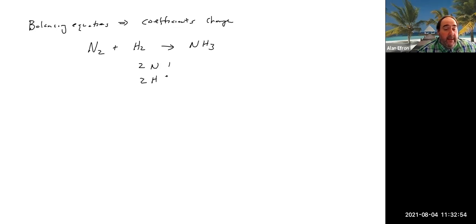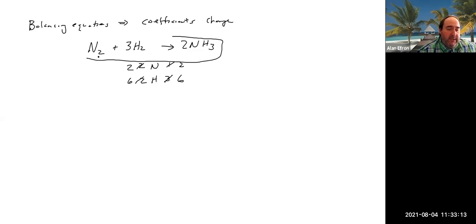We would have 2 and 3. Start with maybe what's the easiest. We would put a 2 in front of there. That gives us 2 nitrogen, gives us 6 hydrogens, allows us to then come over here and put a 3 in front of there. 2 nitrogens and 6 hydrogens. This again would represent the balanced chemical equation.